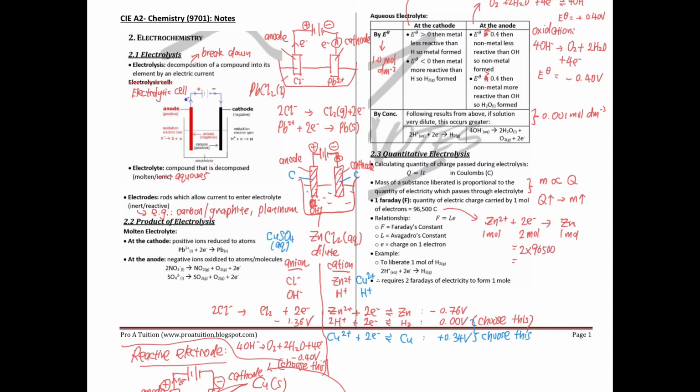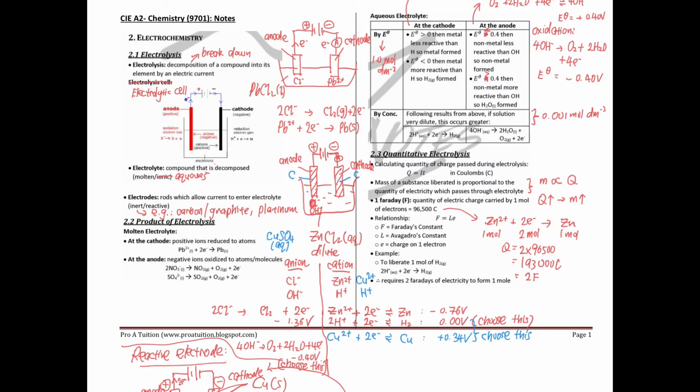96500, which is equal to, I mean the charge. The charge is 2 times 96500, which is equal to 193000 coulomb. So this is the amount of charge carried by 2 mole of electrons. And this is equal to 2 Faraday. So the Faraday is significant here because it makes us very convenient.